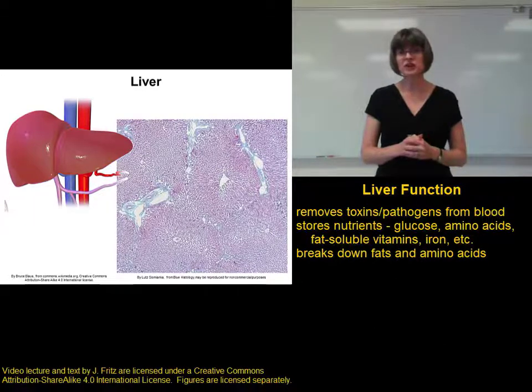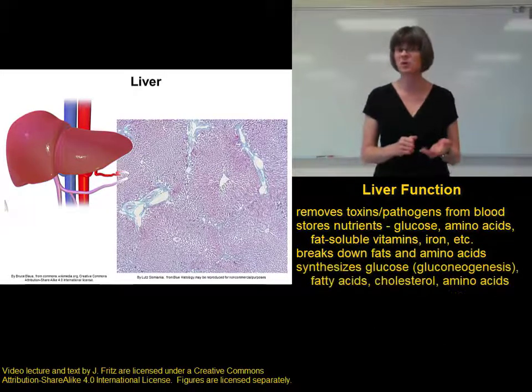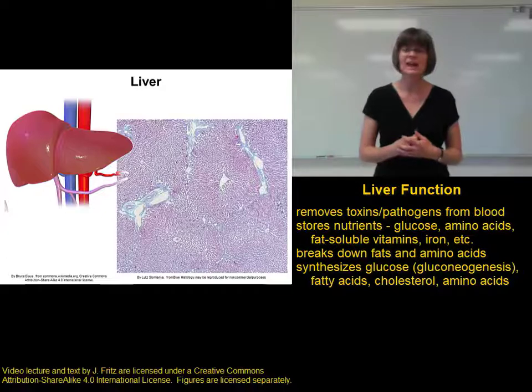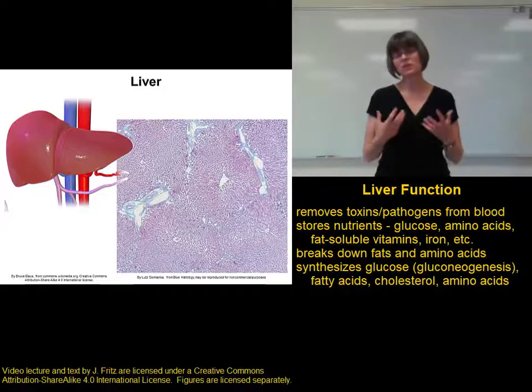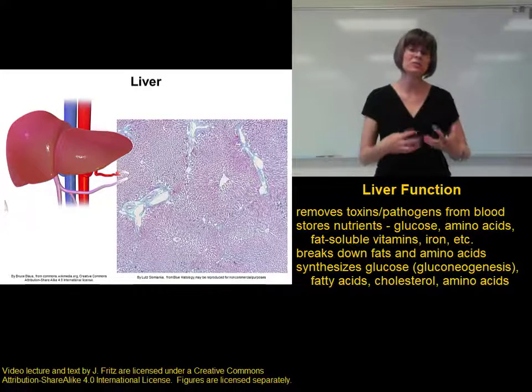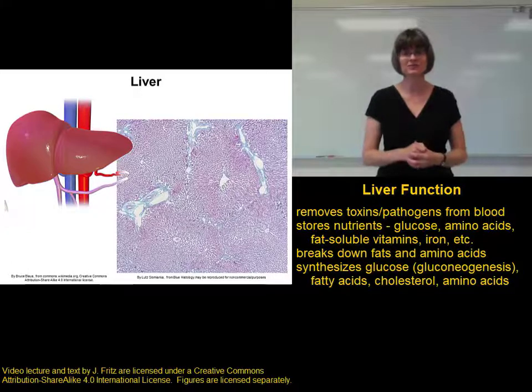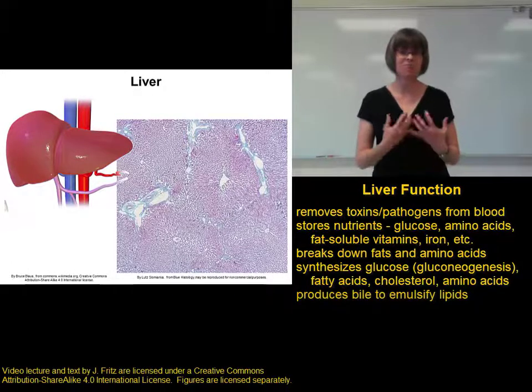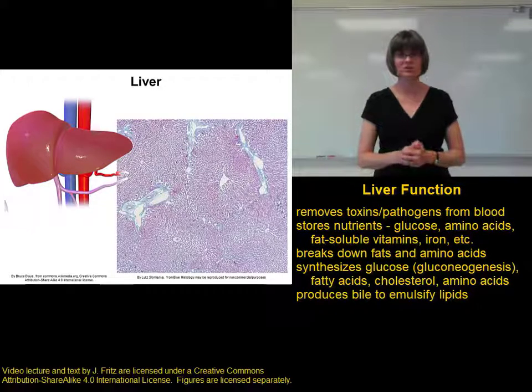Your liver also has the ability to synthesize glucose. We talked about that earlier. And the liver can also make fatty acids, cholesterol, and some of your amino acids. So a lot of the nutrients your body needs can actually be synthesized right in your liver. We also talked about the liver producing the bile that we need for emulsifying fats for digestion and absorption.